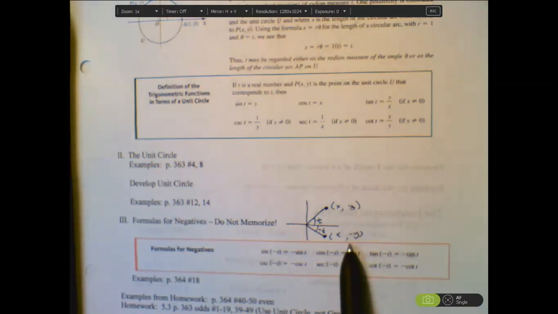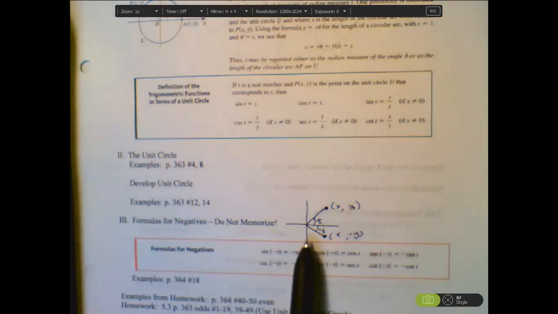That means my cosines stay the same, because that's what cosine is, your x coordinate. My y's are opposites of each other, so my sines are opposites of each other. If I go 60 degrees counterclockwise and then 60 degrees clockwise, my x's will be the same, but my y's will be opposites. And that's really all you need to know about the signs for negatives. Does that make sense? I'm going to assume everyone said yes.